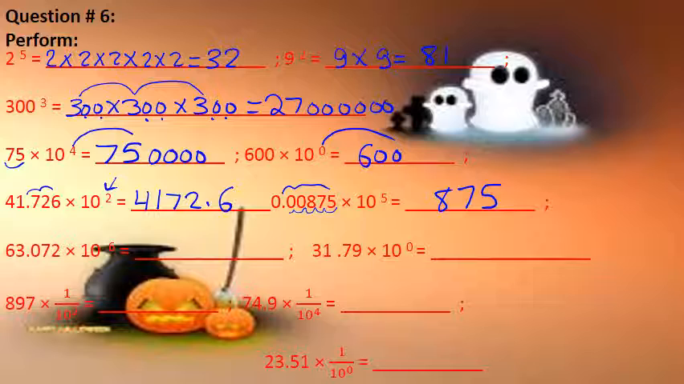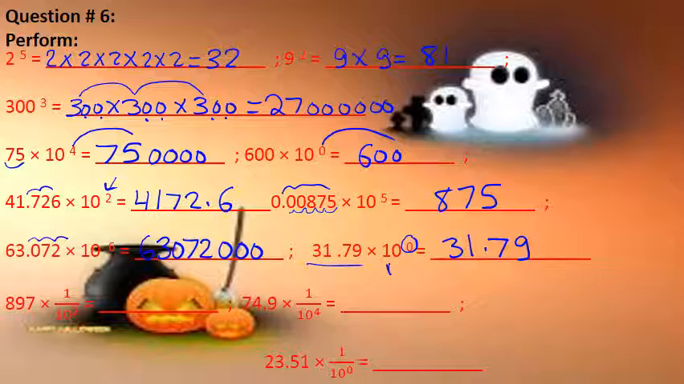63.072 times 10 to the power 6. We should move the point to the right 6 digits. 1, 2, 3. It will fly and we add 3 zeros. So 63072 and we add 1, 2, 3 zeros. 31.79 times 10 to the power 0. Here, because the power is 0, we should not move the point anywhere. So it's 31.79, as if we are multiplying this decimal number by 1, because 10 to the power 0 is 1.